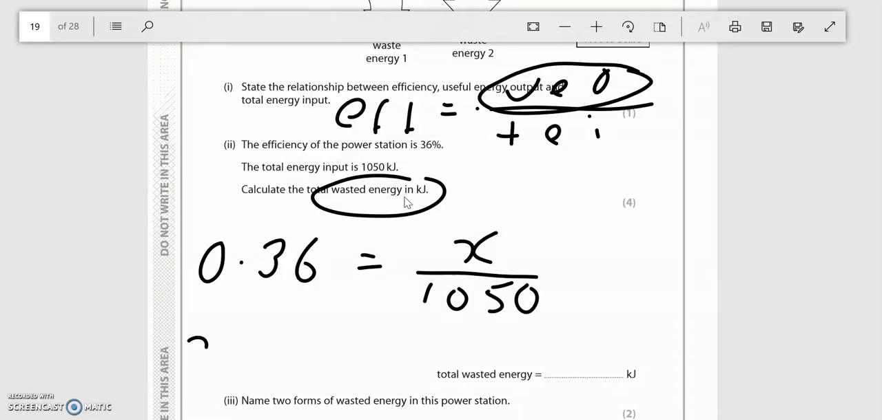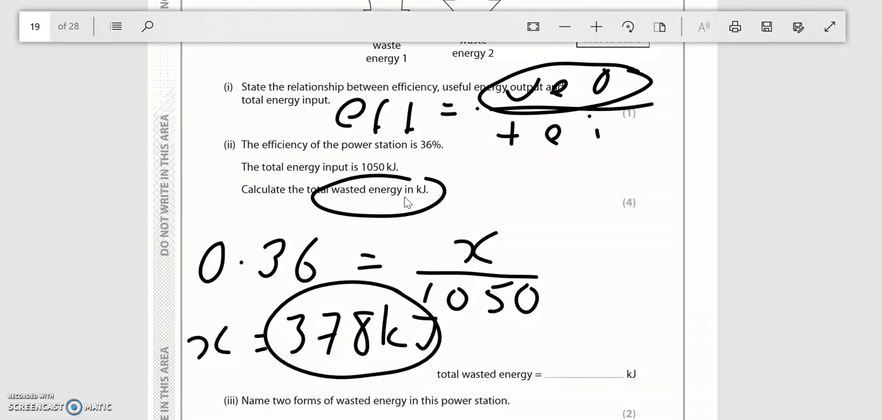So when you rearrange that, you get that your output energy is 378 kilojoules. Again, because it's in kilojoules, you can switch it, but then you want your answer in kilojoules anyway, so there's not much point. Then you haven't quite finished, because this is your useful output. So your wasted energy is going to be your total input, take away your useful energy. So if you take those 2 things away, you get 672.